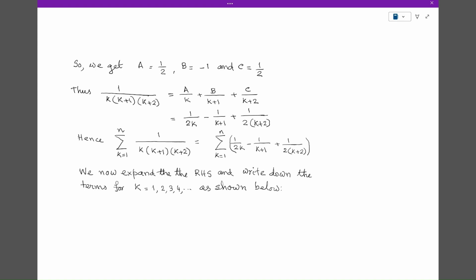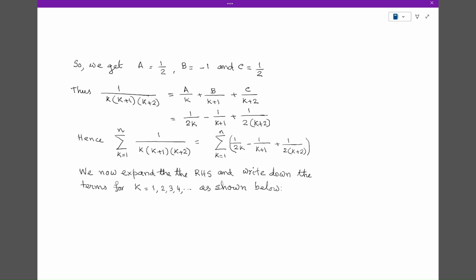Now putting these values into our original equation after partial fraction, we get 1 divided by k multiplied by k plus 1 multiplied by k plus 2 is equal to a by k plus b by k plus 1 plus c by k plus 2, and a being half, the first term becomes 1 by 2k, b being minus 1, the second term becomes minus 1 by k plus 1, and c being half, the third term becomes 1 divided by 2 multiplied by k plus 2.